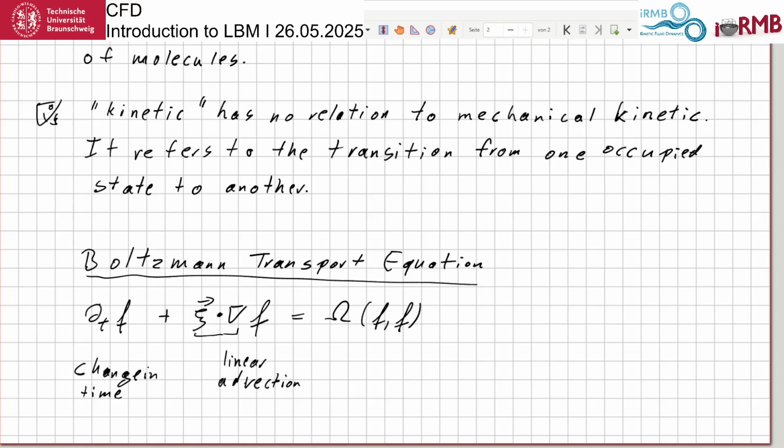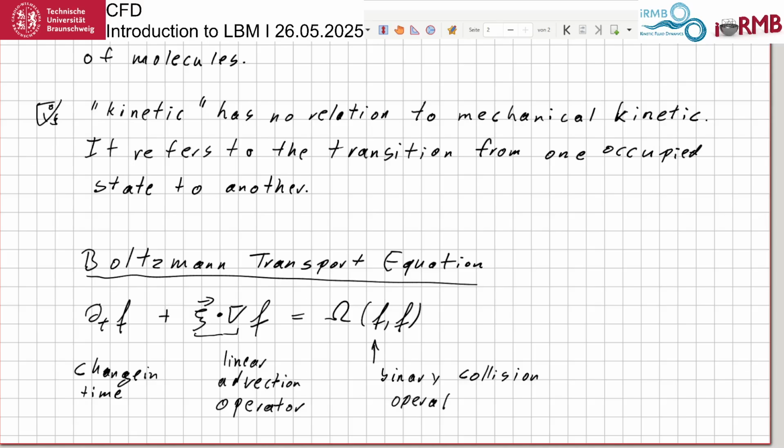The linear advection operator is a big advantage of the Boltzmann equation over the Navier-Stokes equation, because in the Navier-Stokes equation this operator is nonlinear. And this here is a binary collision.